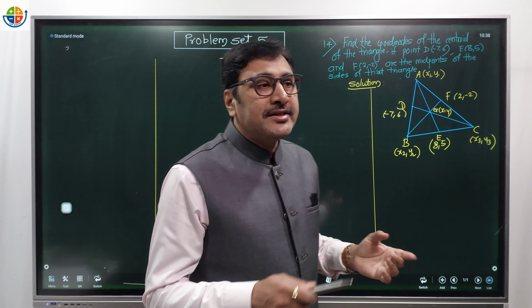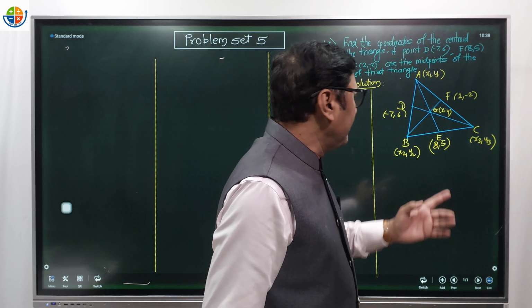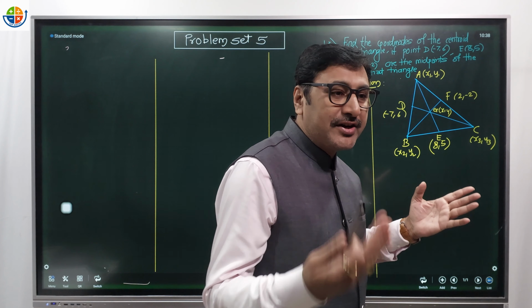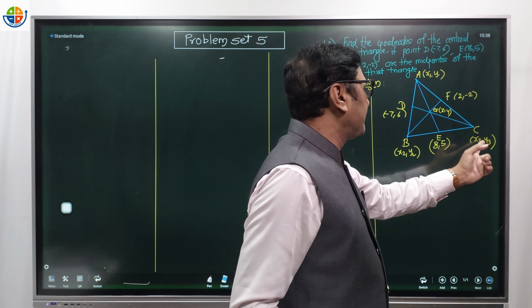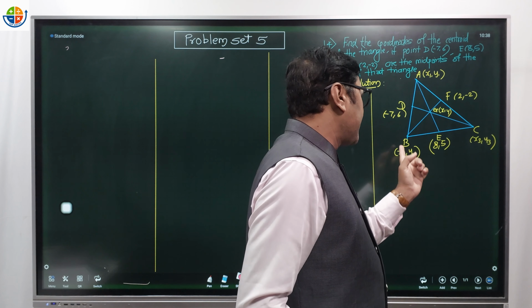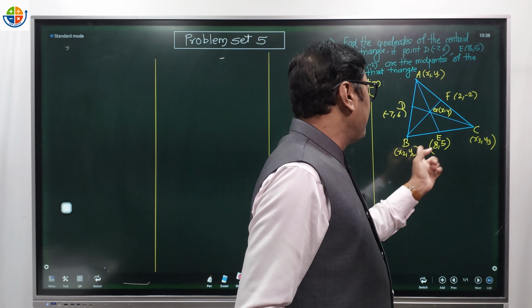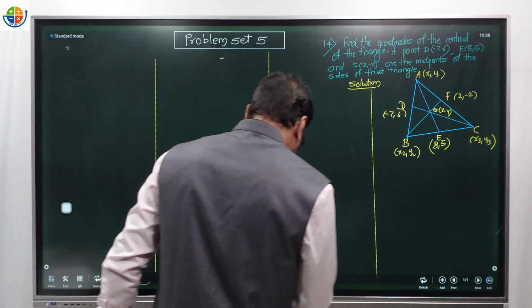Centroid क्या होता है? This is the point of intersection of all the medians. Right? So G is the centroid. But how to find centroid? You know the centroid formula: x is equal to x1 plus x2 plus x3 upon 3, and y is equal to y1 plus y2 plus y3 upon 3. See how to solve.